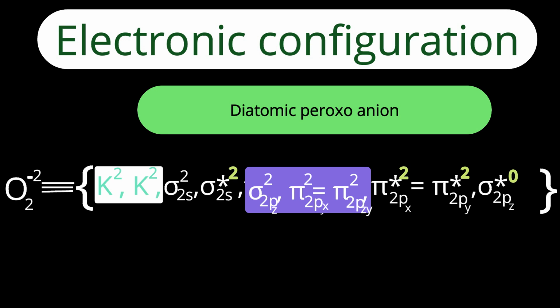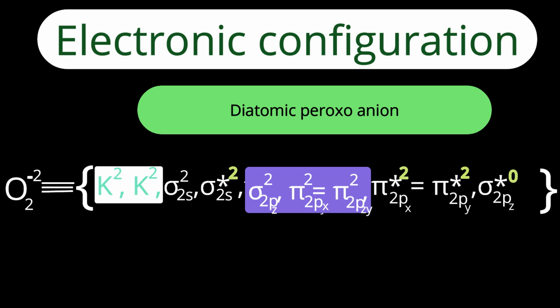Afterwards, bonding pi orbitals, pi 2px and pi 2py, they are of the same energy. What term do we use for orbitals of the same energy? Yes, degenerate. Pi 2px and pi 2py are degenerate orbitals. Each orbital has 2 electrons. Afterwards, another set of degenerate orbitals, but antibonding orbitals, pi star 2px and pi star 2py.